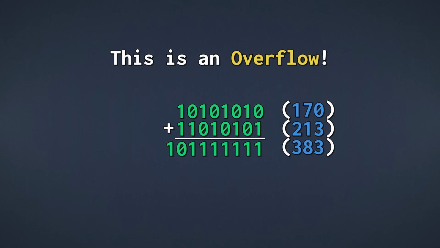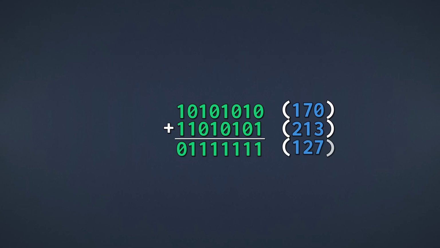The solution is quite simple. We just cut off the most significant digit. When we do this, our number essentially wraps back around to 0. The same thing can happen when a number goes below its minimum value, except that's called an underflow.